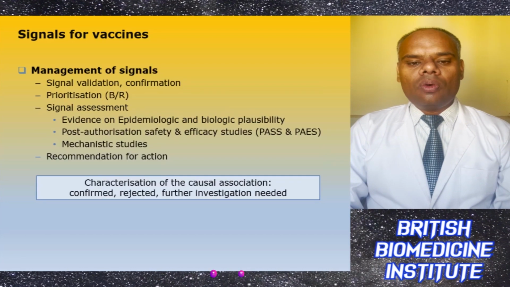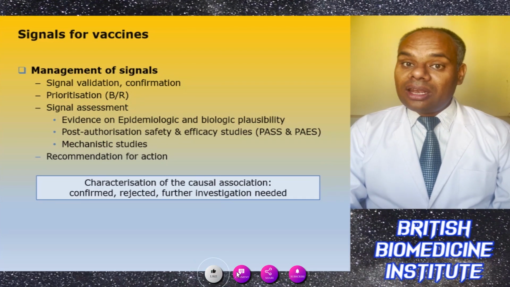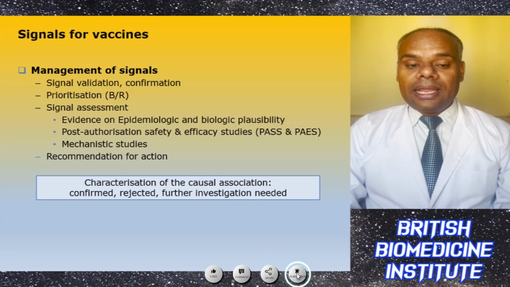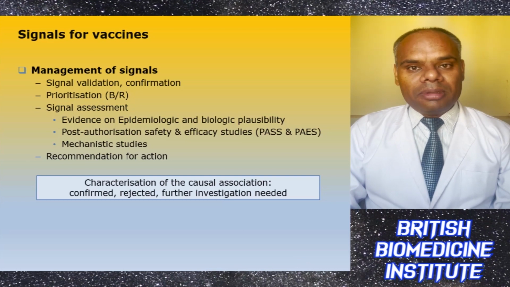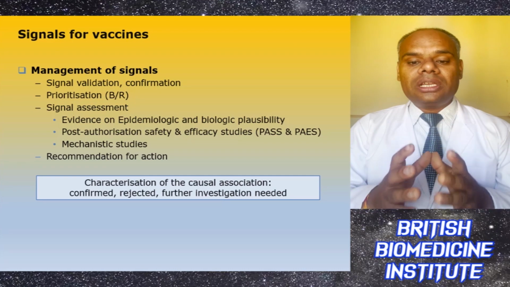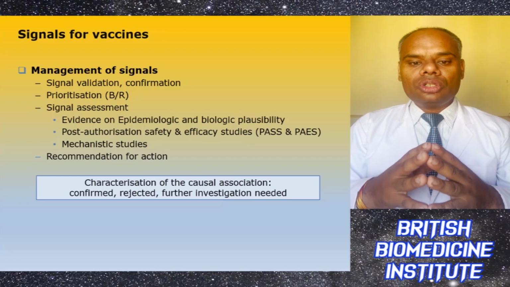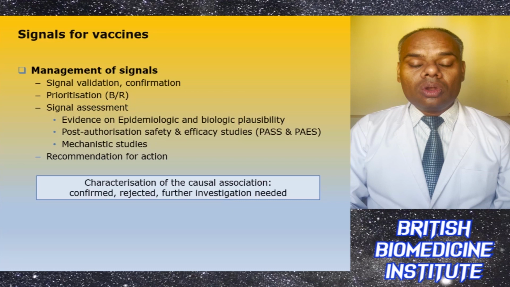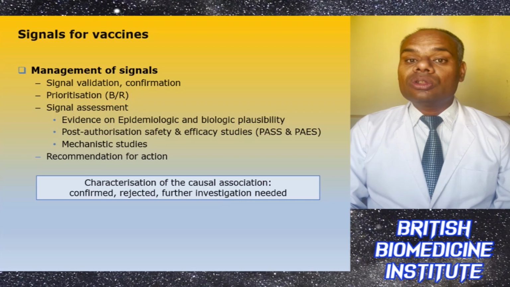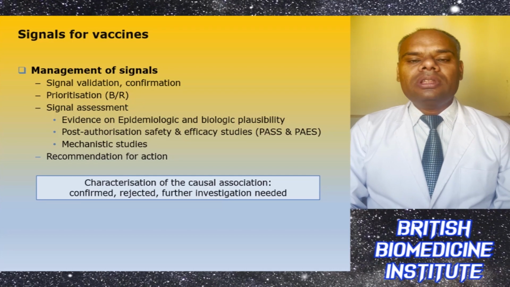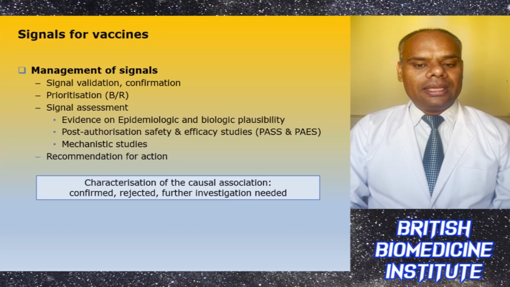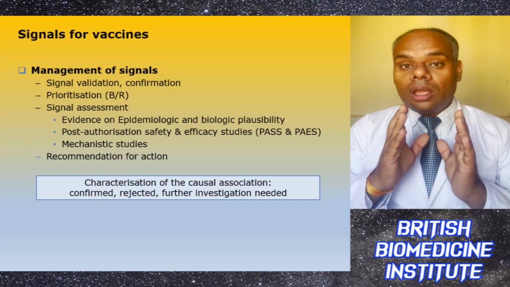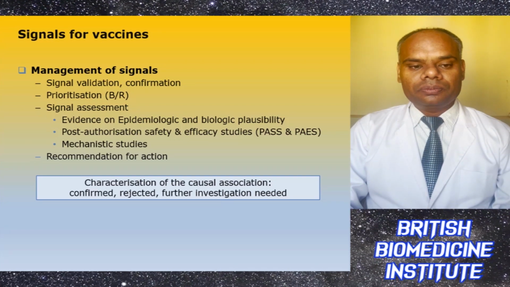The main management of a signal is through signal validation or confirmation. There can be prioritization also, and signal assessment can be done based on evidence of epidemiologic or biological plausibility. There can be post-authorization safety and efficacy studies, or PASS or PAES, and mechanistic studies can also be conducted. Based upon the recommendation of action, we can identify the causal association: either it is confirmed, it is rejected, or further investigation is required.